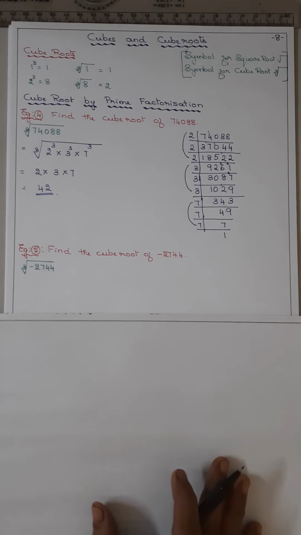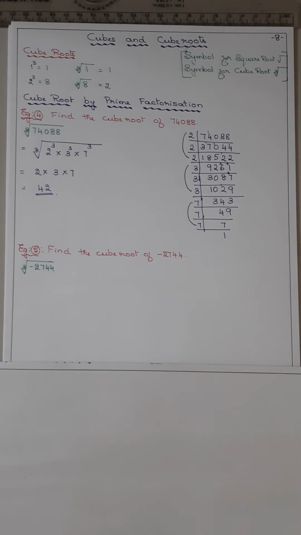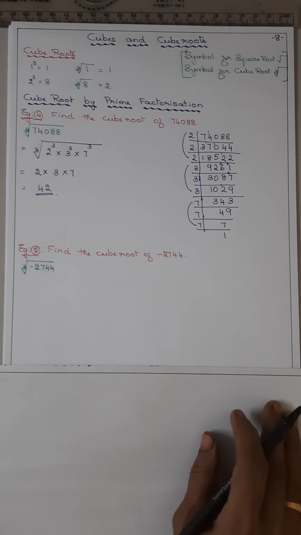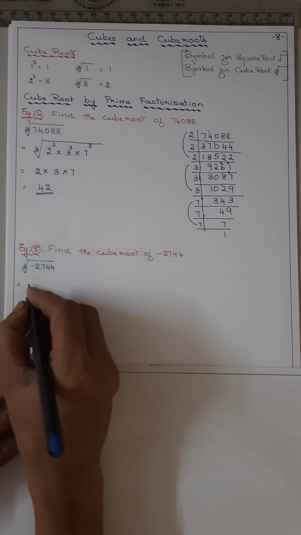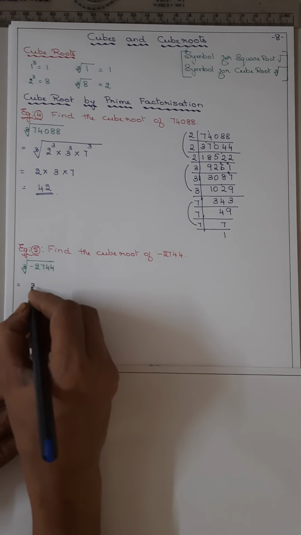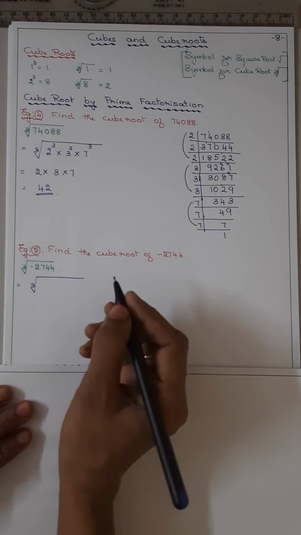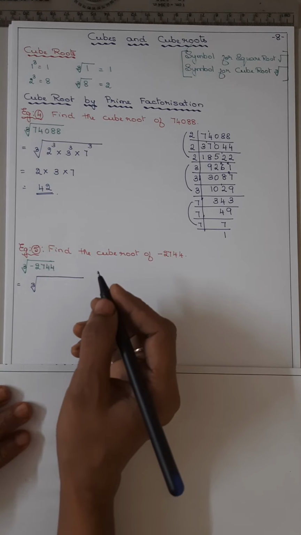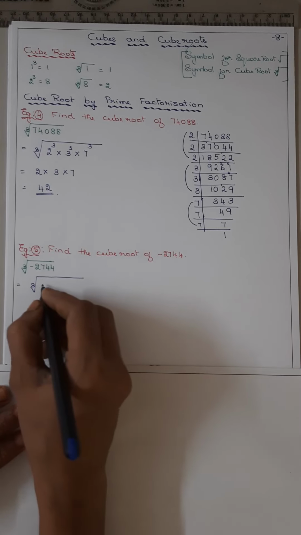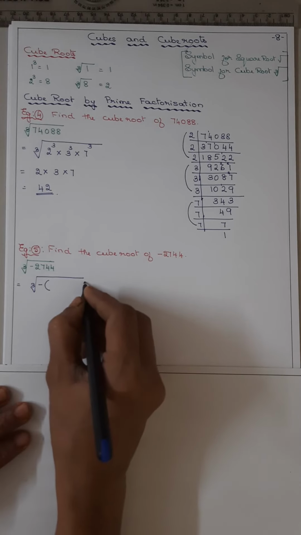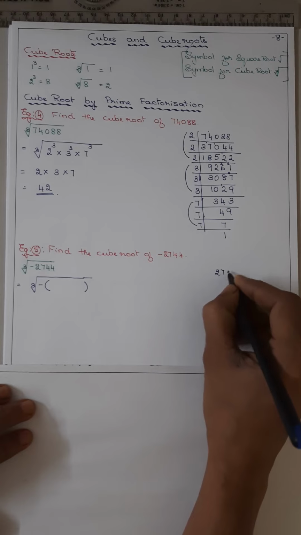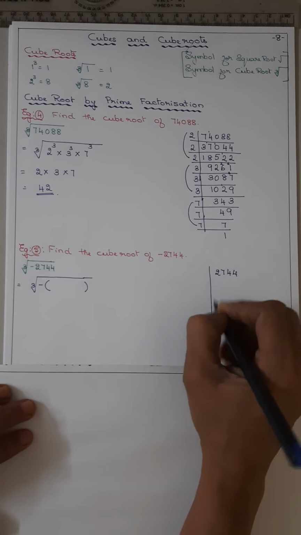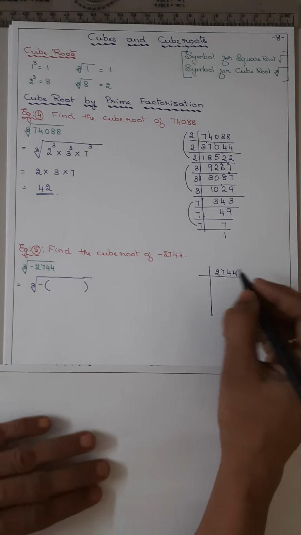Now coming to the fifth example, find the cube root of minus 2744. It is a negative number. So the first step is cube root of minus; you take the minus outside and then you put the values, 2744. Find out by prime factorization method.